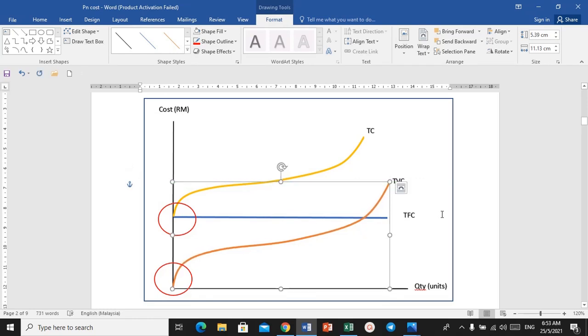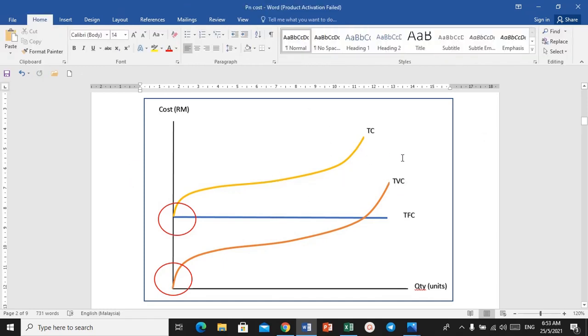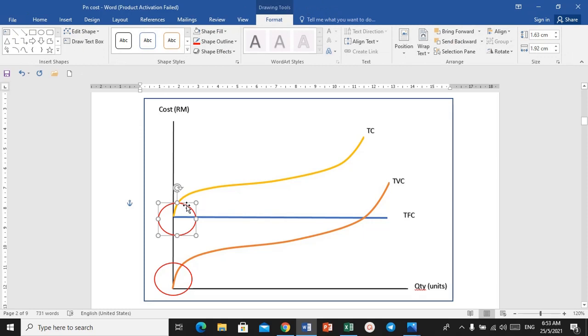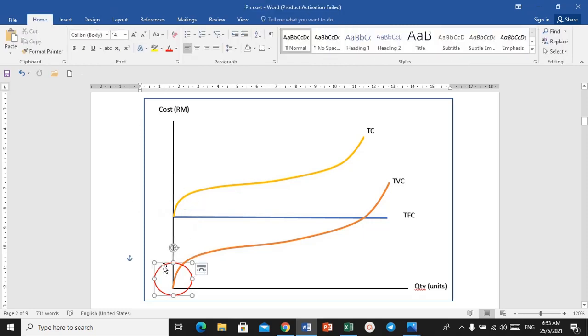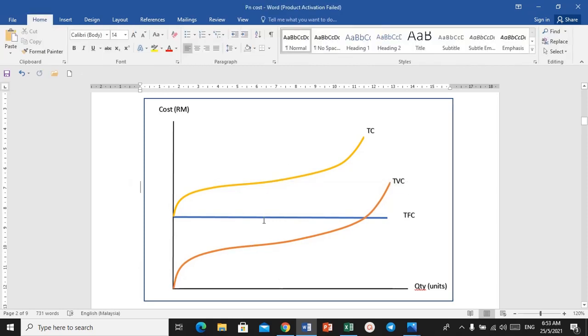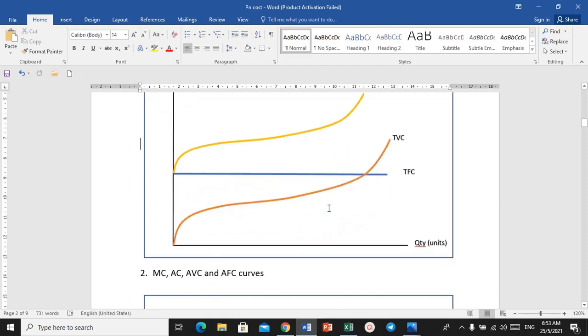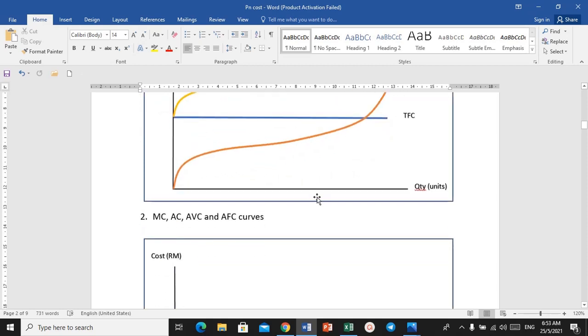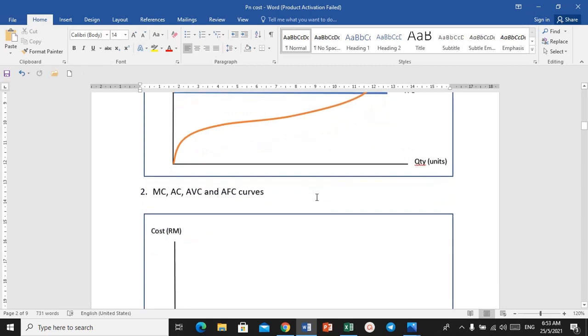Okay, so that's it. We have done with the first graph, so I'm going to delete this. Now let's proceed to the second graph, where we are going to draw the marginal cost, average cost, average variable cost, and average fixed cost.